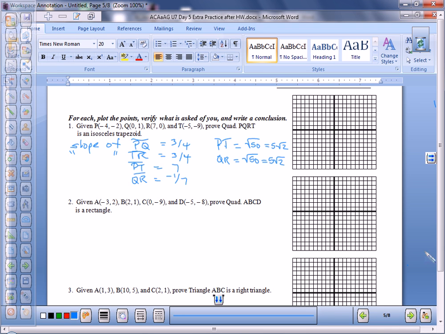I used the distance formula and found the distance between P and T. I got the square root of 50, which simplifies to 5 root 2. And then I used the distance formula again between Q and R. So I used the distance formula twice. If you have to show congruent sides, you're using distance. If you have to show parallel, you're using slope. If you have to show perpendicular, you're using slope. If you have to show bisecting, then you're using midpoint.